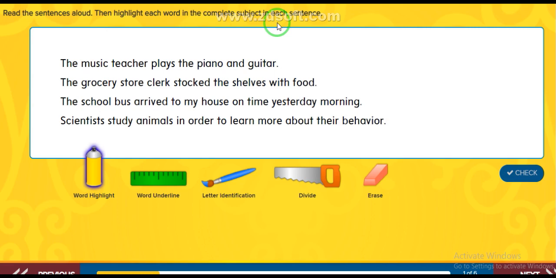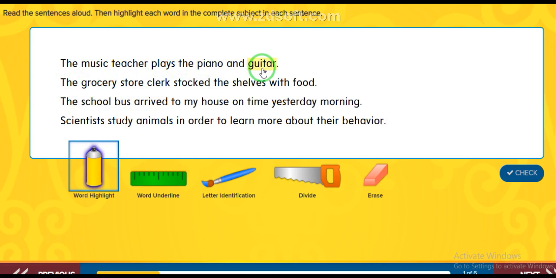Did they ask about the predicate? No. So they didn't ask about the predicate. About what did they ask? They asked about the subject, the complete subject. The complete subject is the whole subject, all the words in the subject. The complete subject is the naming part. So we should find the naming part. So we should highlight it. Here is the highlighter. Okay. The music teacher plays the piano and the guitar.